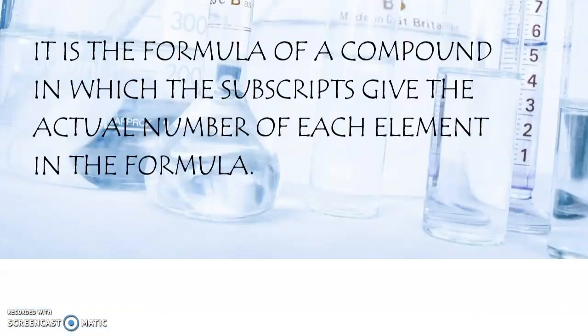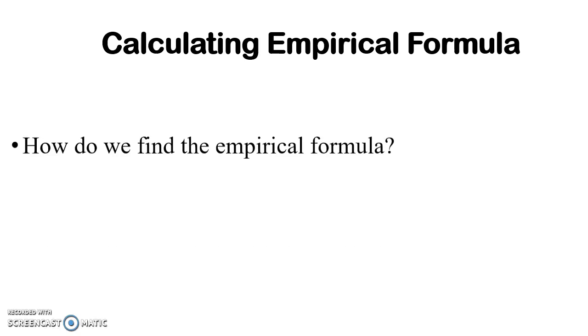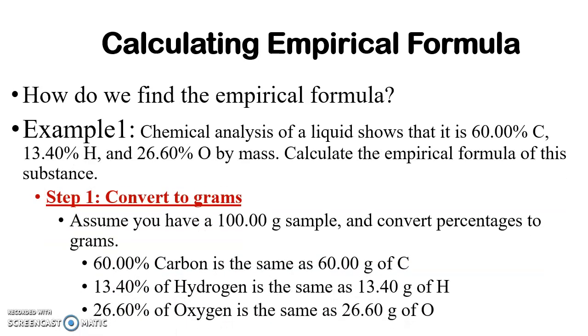So let's have an example problem. Let's start with calculating empirical formula. How do we solve for empirical formula? Chemical analysis of a liquid shows that it is 60% carbon, 13.40% hydrogen, and 26.60% oxygen by mass. Calculate the empirical formula of this substance. If you look at the problem, you're given percentage composition. Previously, you were able to discuss that.